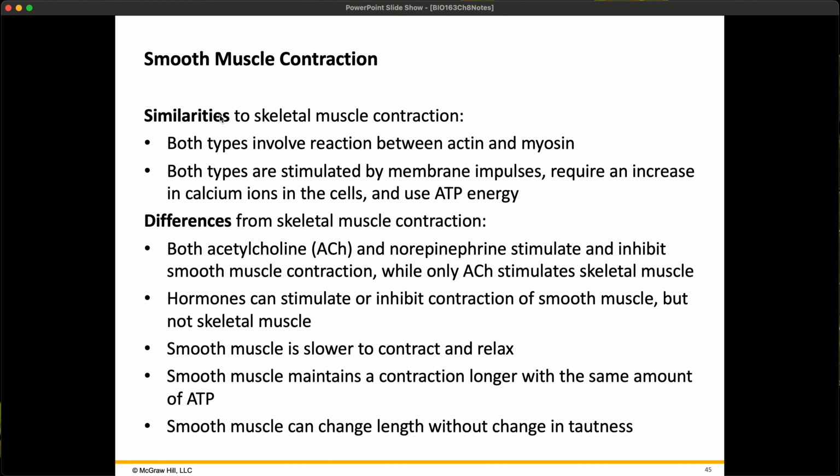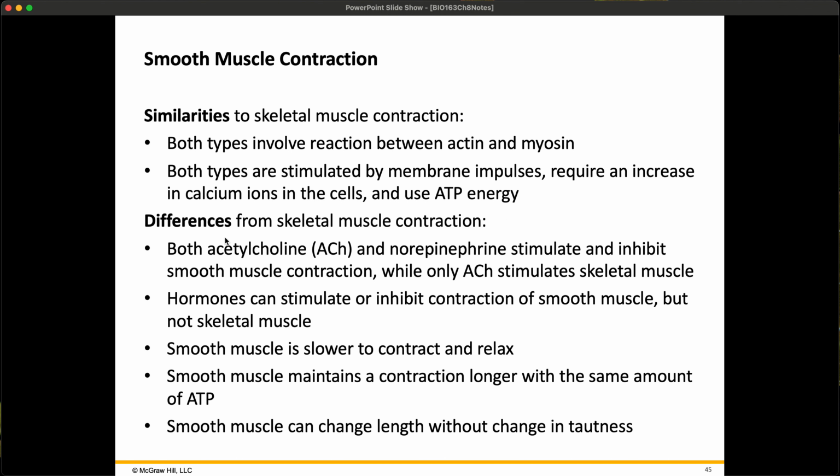So let's look at the similarities and differences, comparing and contrasting smooth muscle with skeletal muscle. Both involve the reaction between actin and myosin, so they're both using actin and myosin for their contractions. They're stimulated by membrane impulses. They require calcium ions and they use ATP. So those things are still happening. You still have an electrical stimulus coming, you still have a release of calcium ions for the contraction to occur, and you need ATP to relax.